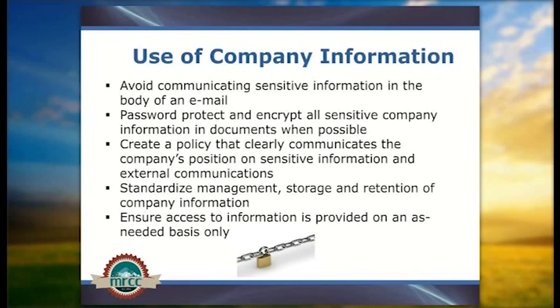Password protect and encrypt all sensitive company information and documents when possible. That's pretty much the way they should be sent. If you need to send an email with sensitive information in, put it in a Word document, encrypt it, password protect it, and send it on its way. Create a policy that clearly communicates the company's position on sensitive information and external communication. If people, in their own due diligence, work off hours, which many people do today, and these things need to be done, don't use Facebook or Twitter to communicate the information. Still maintain that the company's email system is the main standard communication tool for the company.